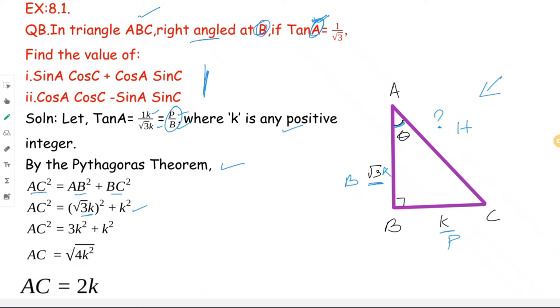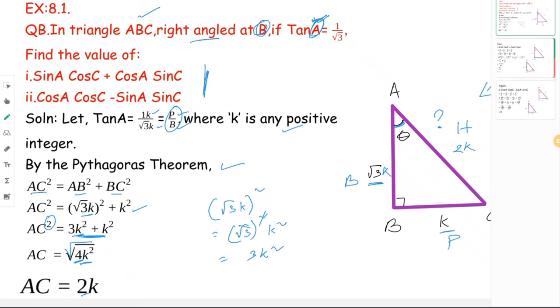Remember, like the previous one, root 3k the whole square, if I separate the square now, it will be root square and then k square. The root and the square get cancelled, and we're left with 3k square. Then k square is k square, and when you add 3k square plus k square, 3 plus 1 is 4, so I'll have 4k square. This square will go to the other side and become root of, and we know that 4 is the square root of 2. From here we get that AC is 2 times k. Now let's start solving both 1 and 2.